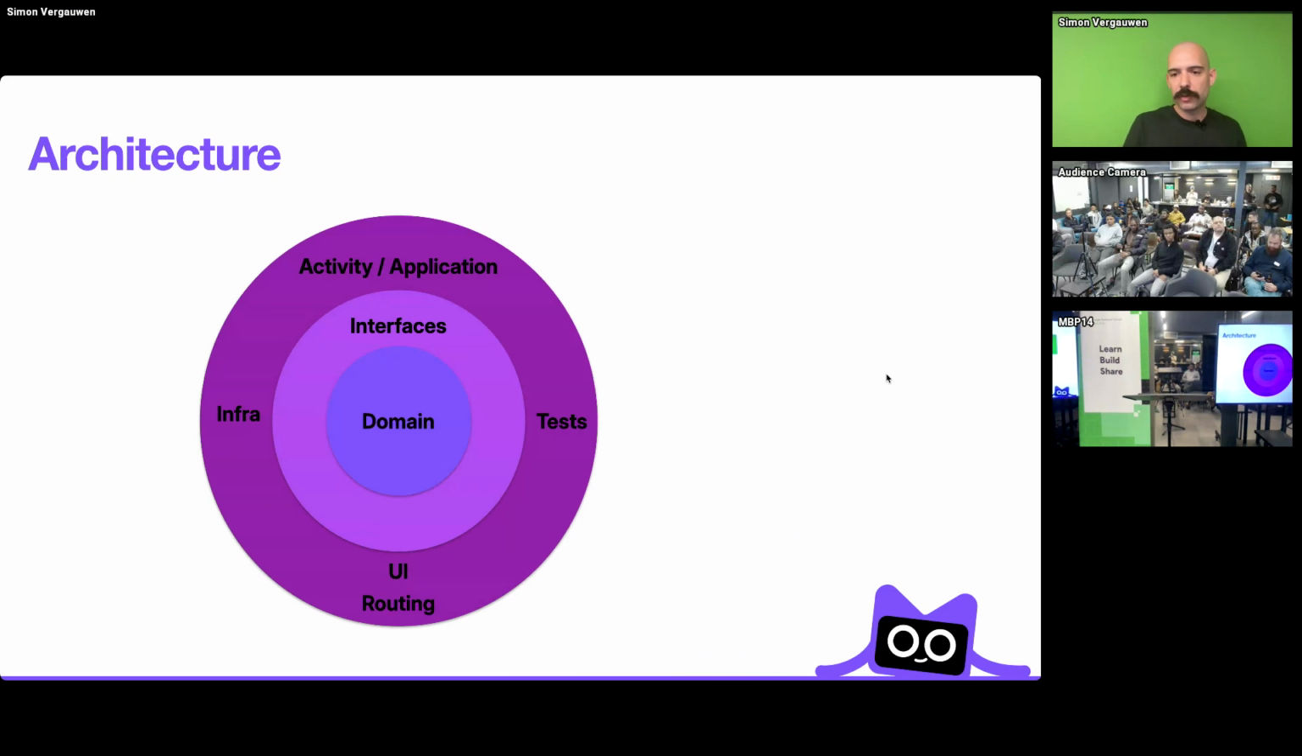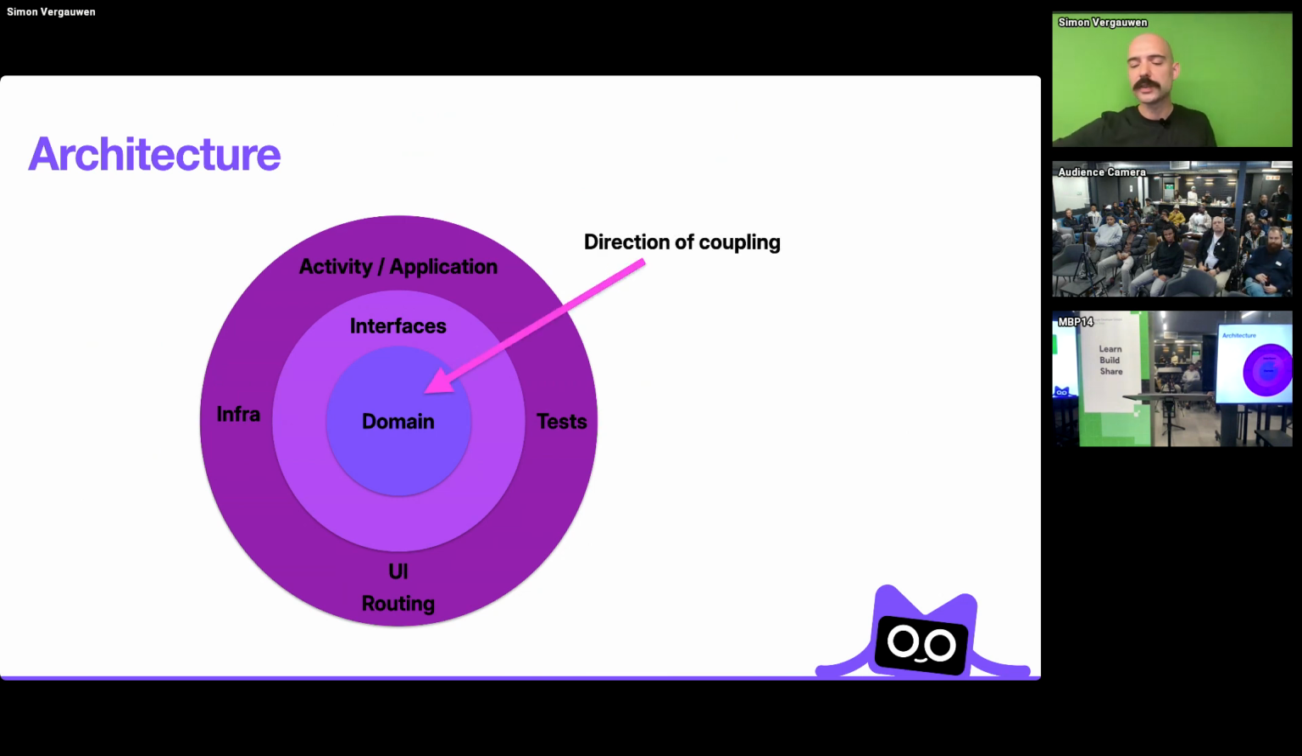So I'm going to talk about a bit of an agnostic kind of architecture, but I hope this is very familiar to all of you. This is kind of like clean, where we have the pure domain on the inside, then we have interfaces outside of that, and then we have our platform code or infrastructure code: testing, activity, application, UI, routing. And the direction of the coupling goes from the outside to the inside. That means that our domain cannot rely on the Android framework, for example, but when we are writing code in the UI layer in Android, we can rely, or we should rely, on the domain of our business logic.